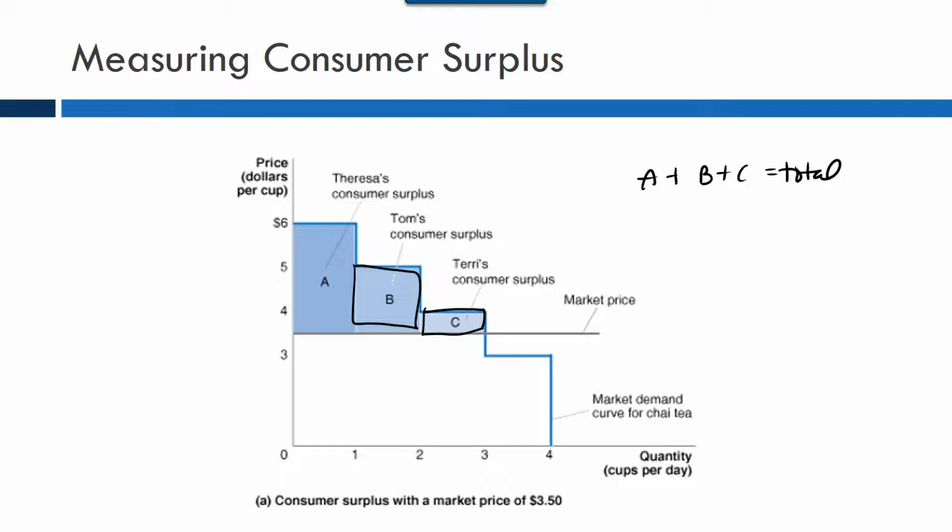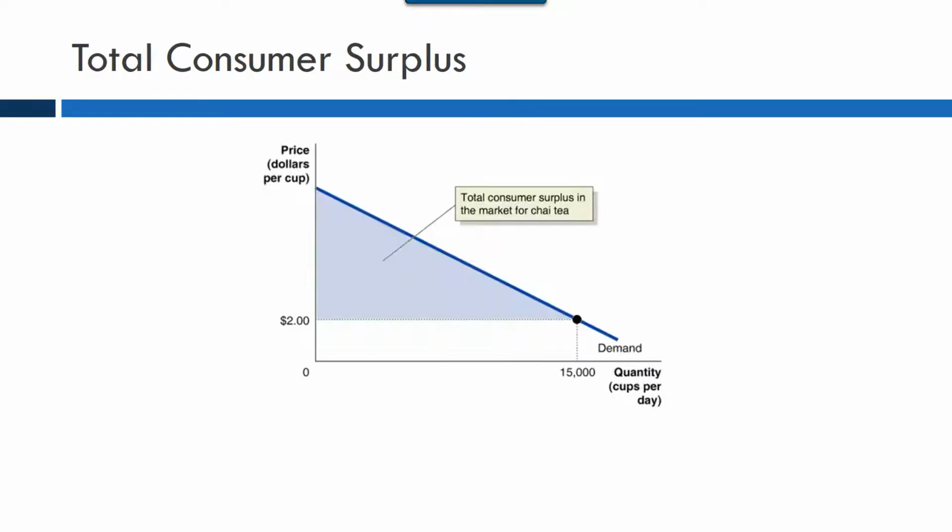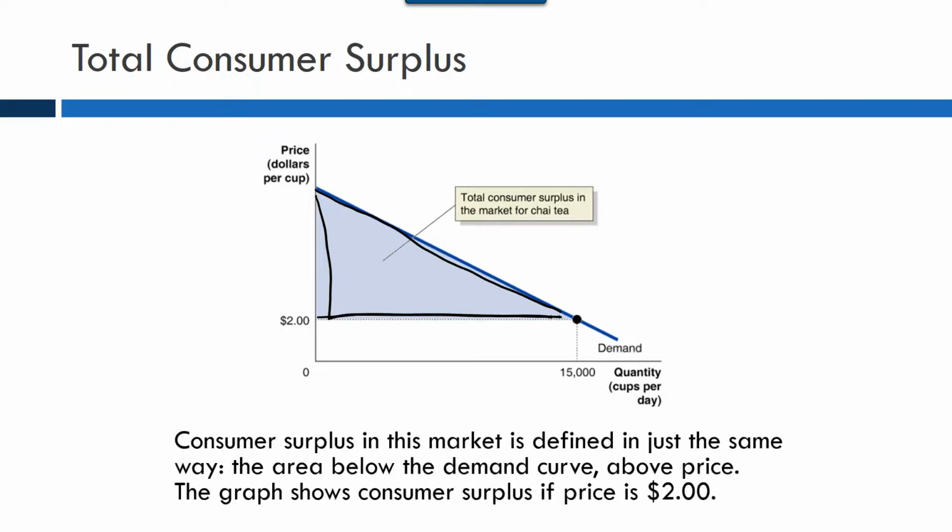So if we did this for everybody in the market, we end up getting a demand curve that looks like this. This is just 3 people, but if we were to continue this out, it looks like this. Consumer surplus is the area below the demand curve and above the price. So it's this triangle here between the demand curve and the price. So consumer surplus, that's how we look at it on a graph. This is showing if the price was $2.